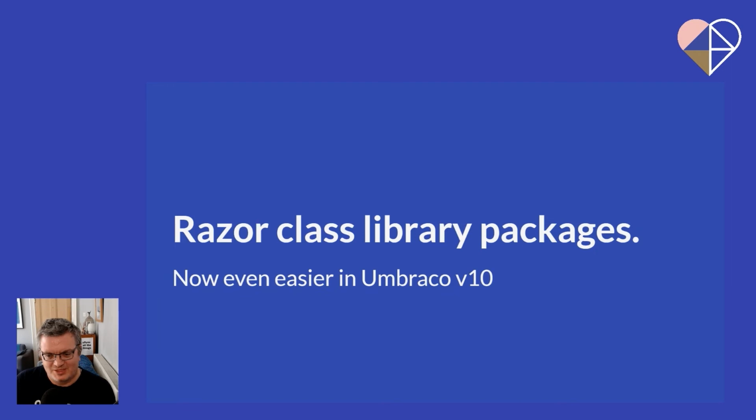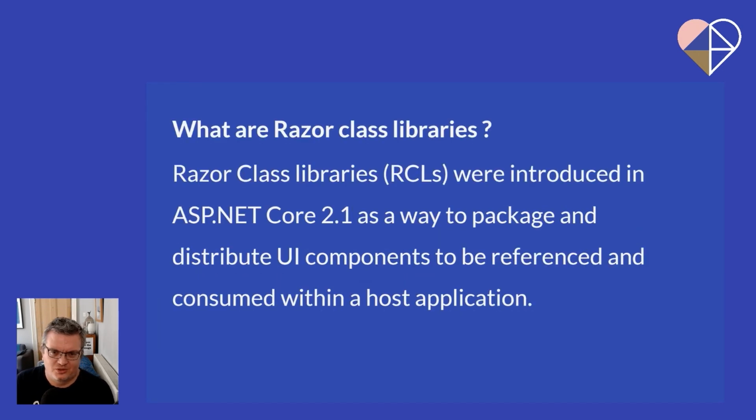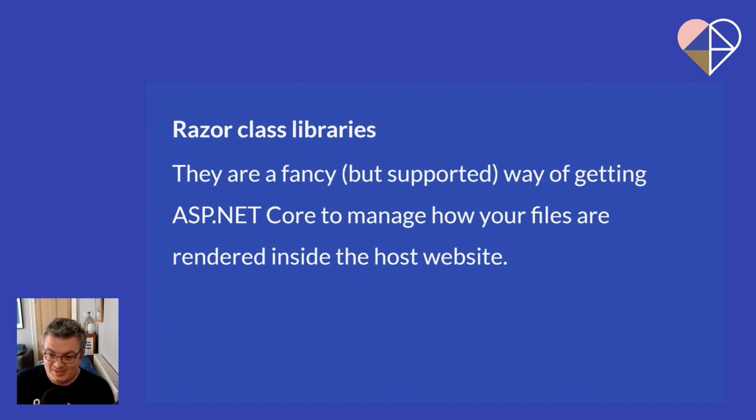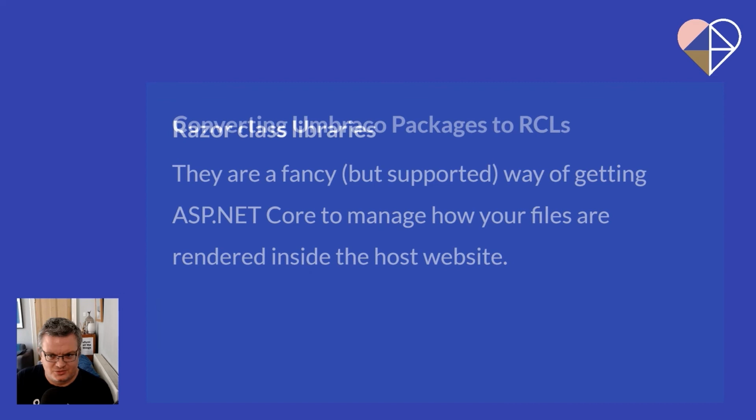So Razor class libraries have been around in .NET Core since 2.1, and they were built as a way of using Razor views from a NuGet package in a website. So they compile Razor views and other things from the package, and when you put it in, they appear as if they were part of the site. In simpler terms, they're a fancy but supported way of getting ASP.NET Core to manage how your files are rendered in a website, and not using your own custom, let's just say, targets file solution.